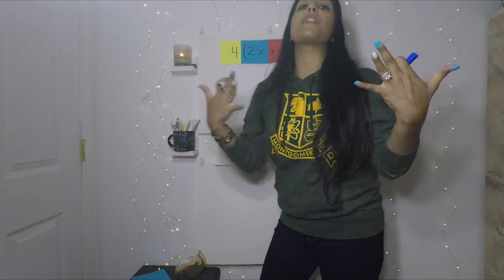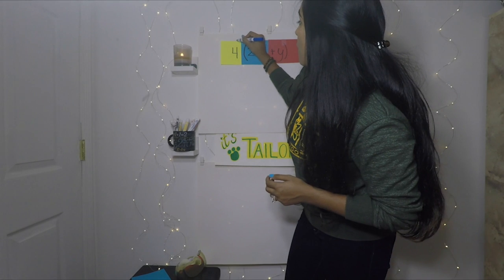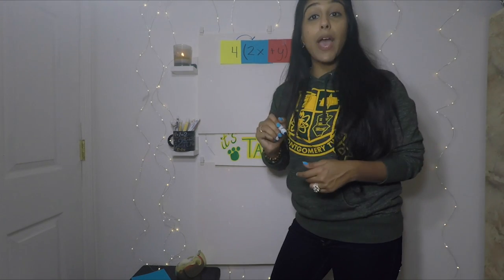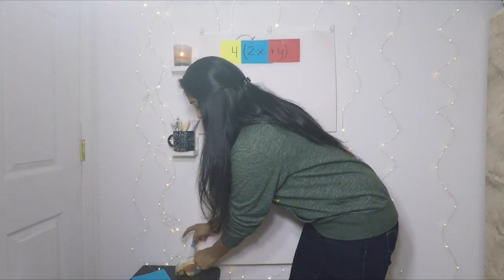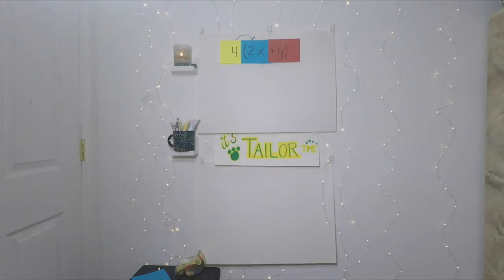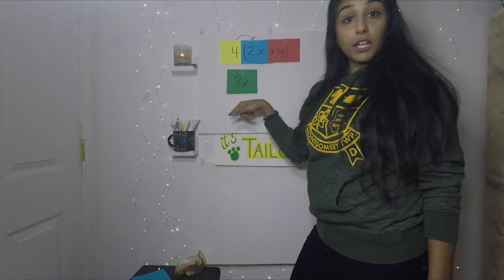And when we distribute, we want to share with everyone, right? Everyone inside the parentheses. So first, we're going to distribute 4 to the 2x. So what is 4 times 2? 8, good. And you add that last name to it, right? 4 times 2x is 8x. And yellow mixed with blue is green. So we get 8x from here.